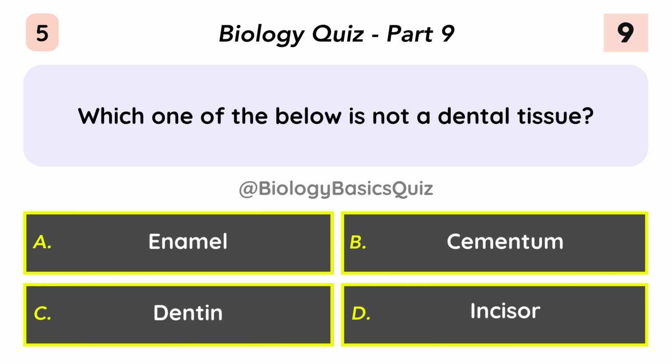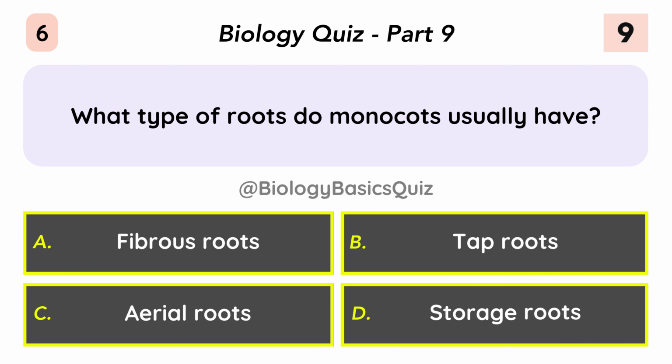Which one of the below is not a dental tissue? Incisor. What type of roots do monocots usually have? Fibrous roots.